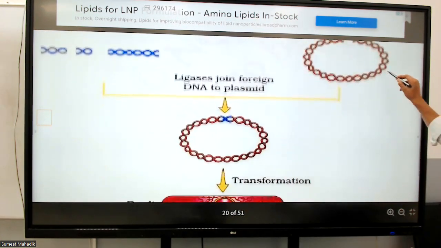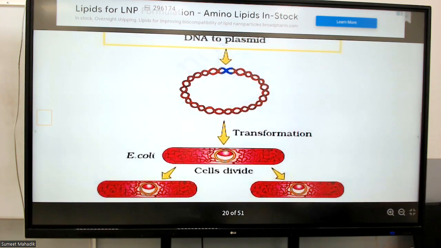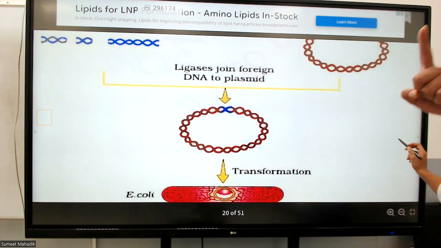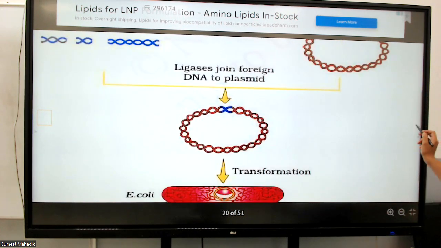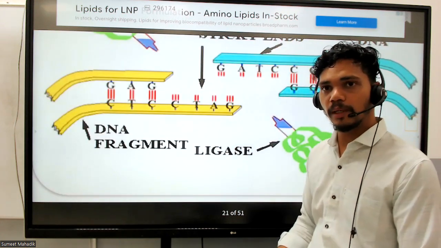Ligase will be used, and transformed into the E. coli cell for division. You're getting the point? Okay. Since the chapter is already done, it's very easy to understand, right?